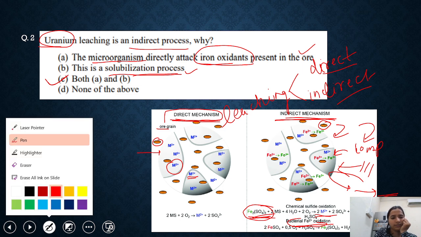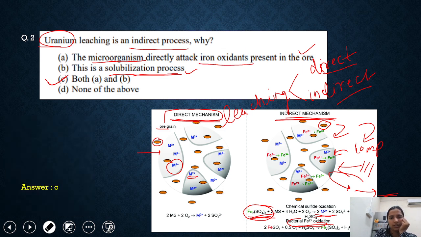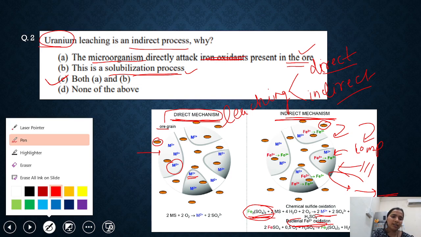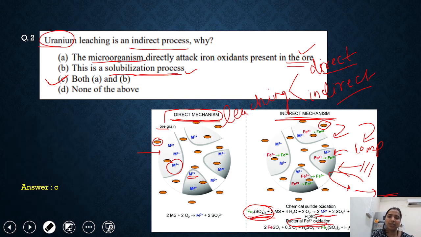If it doesn't attack the iron oxidant, and it is directly attacking the metal present in the ore, then it is an example of a direct process. But here it is attacking the iron oxidants that are present in the ore, so that's why it is a type of indirect process. Okay, so for this question the answer is C.